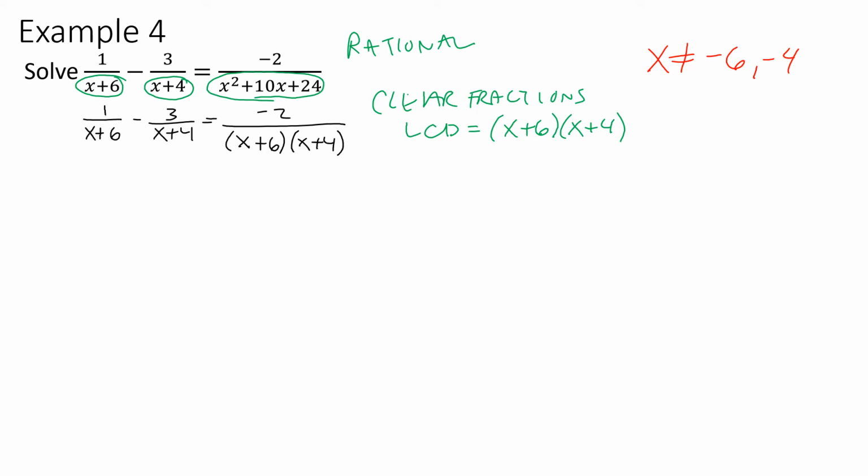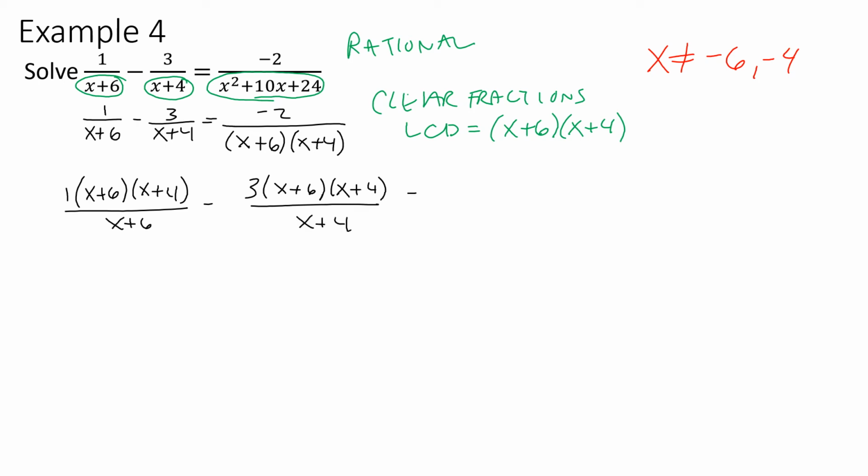1 times the quantity x plus 6 times the quantity x plus 4 divided by the quantity x plus 6, minus 3 times the quantity x plus 6 times the quantity x plus 4 divided by x plus 4, equals negative 2 times the quantity x plus 6 times the quantity x plus 4, all divided by the quantity x plus 6 times the quantity x plus 4. So that's what the equation looks like when I multiply every term by the LCD.